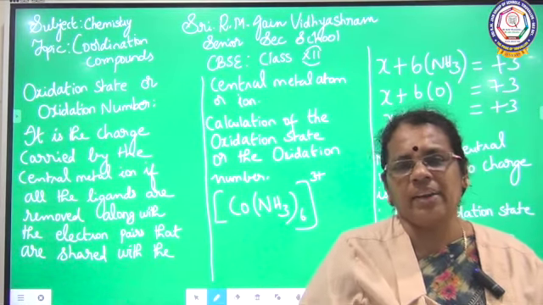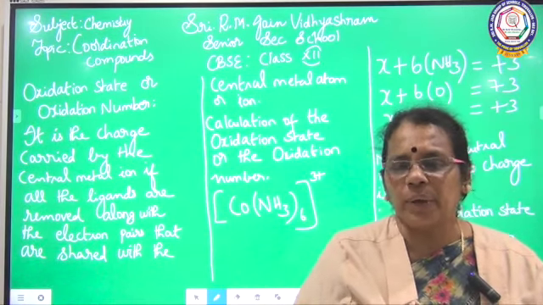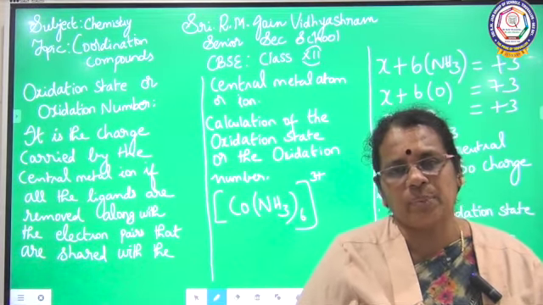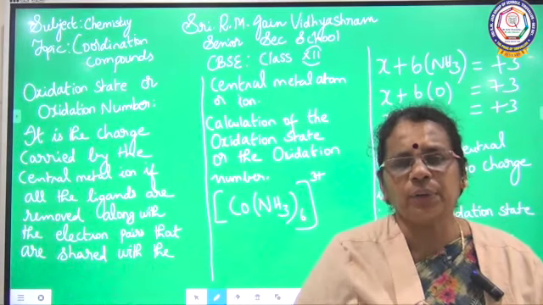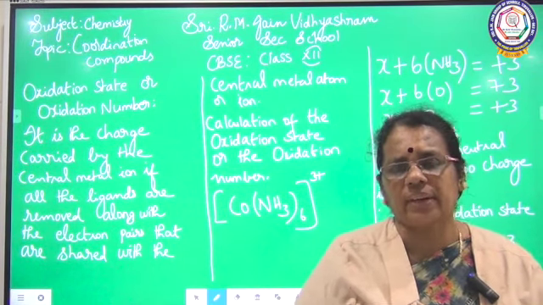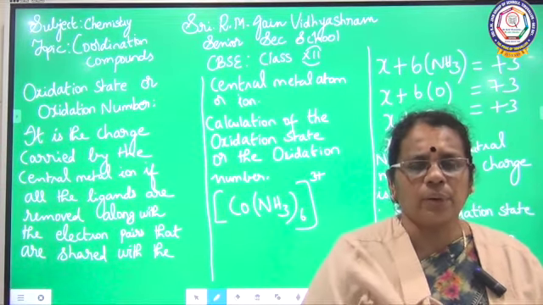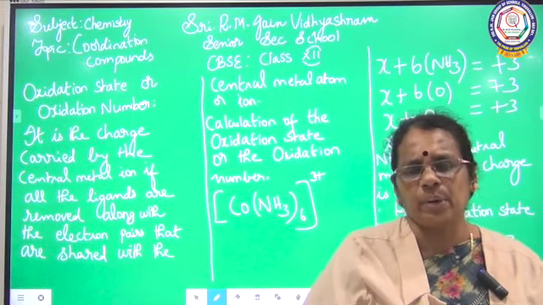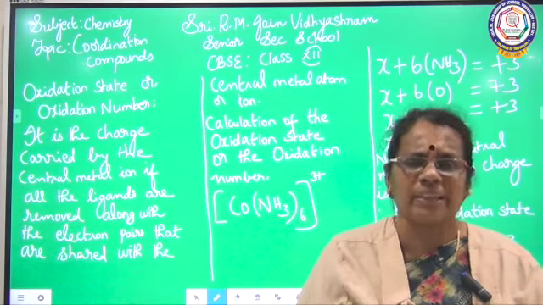Already we are dealing with coordination compounds. Today I am going to start with oxidation number or oxidation state. We are going to see the definition for oxidation state or oxidation number, and we are going to calculate the oxidation number of the central metal ion in the complex compounds.